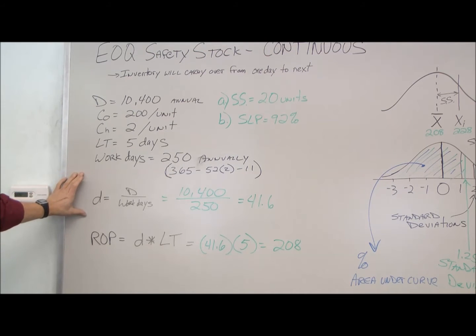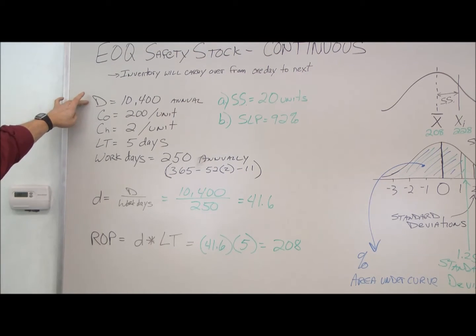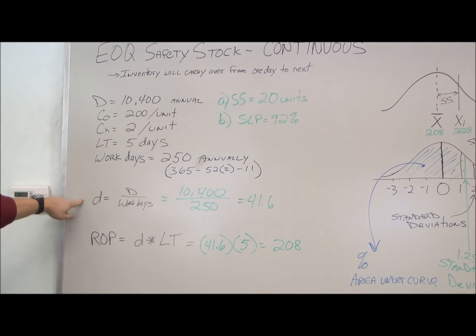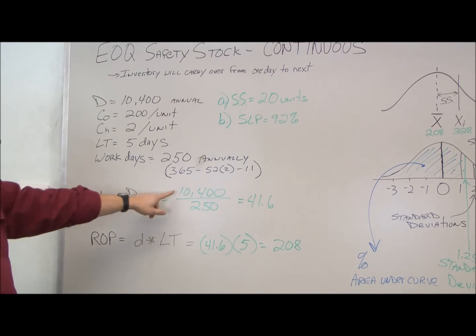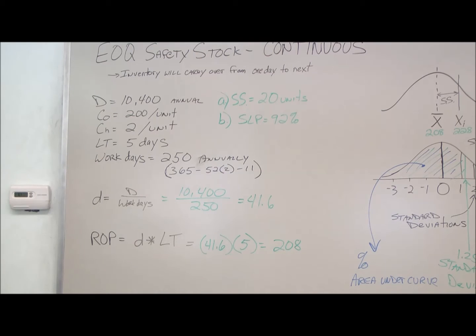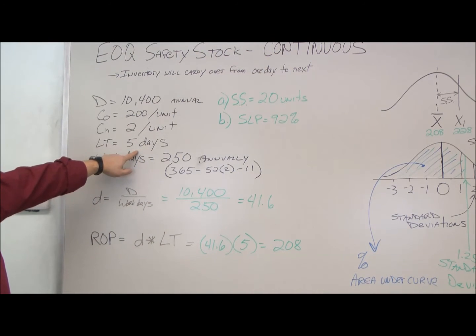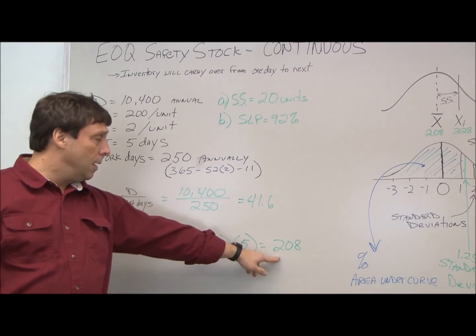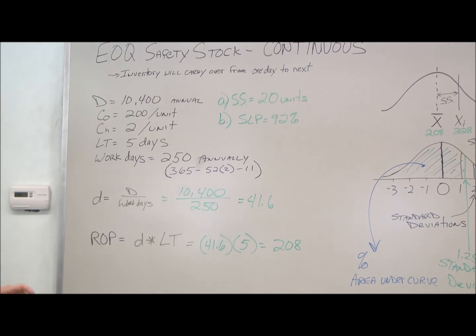The first thing we have to calculate is the daily demand. Our capital D is our annual demand, the small d is the daily demand. So all we do is take our yearly demand and divide it by our work days, which gives us 441.6. And then what we're trying to find out with safety stock is, we're working with our reorder point. Our reorder point is our daily demand times our lead time. We're given the lead time as 5 days, so our reorder point is 208 units. In other words, when our inventory drops down to 208 units, it is time to reorder.